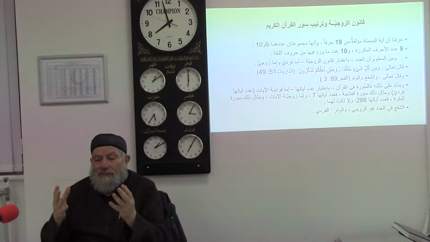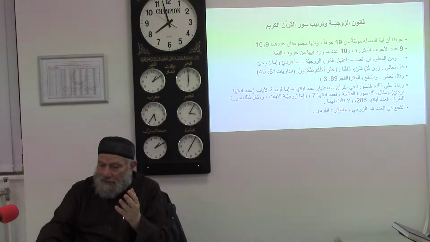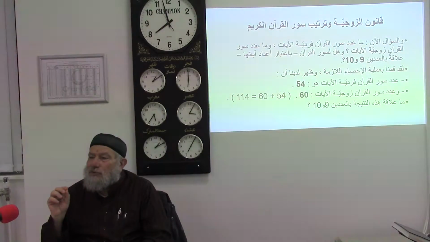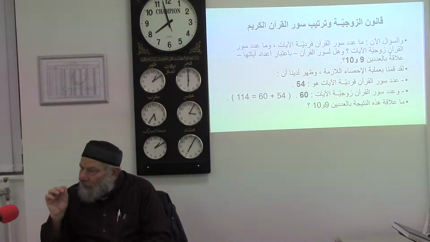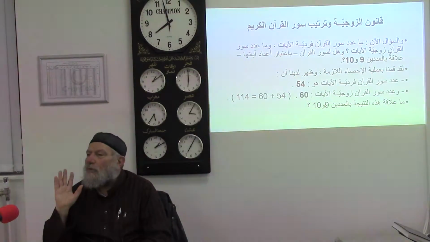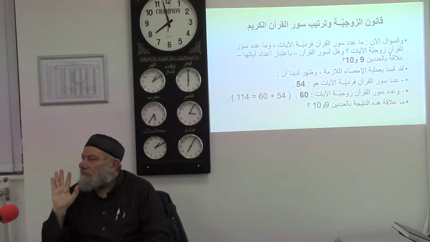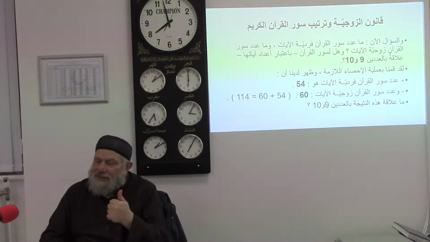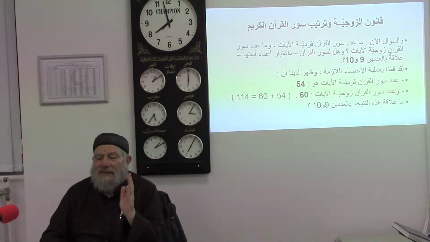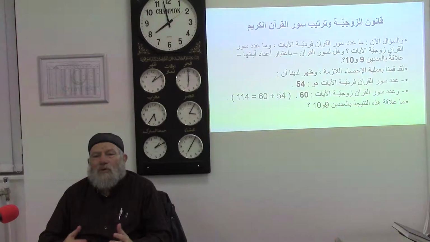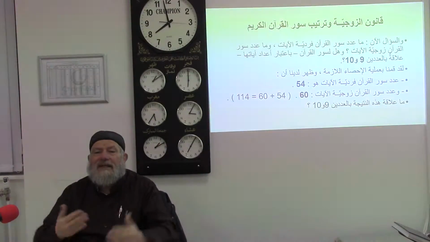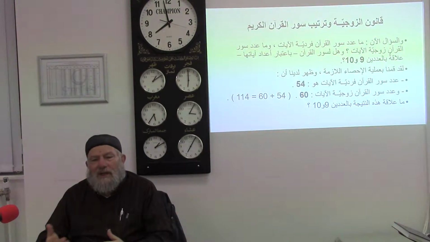So what did he find? He found the surahs which had an odd number of ayahs are 54 only. And the surahs with an even number of ayahs are 60. How can anyone divide it in this way? And you can see clearly there is a link between 9 and 10.